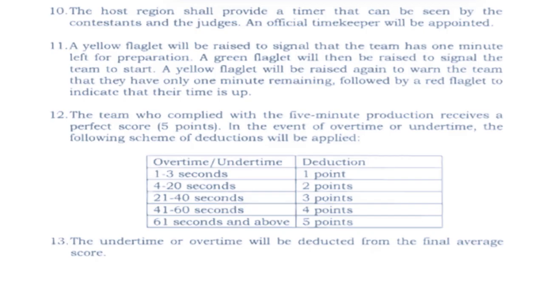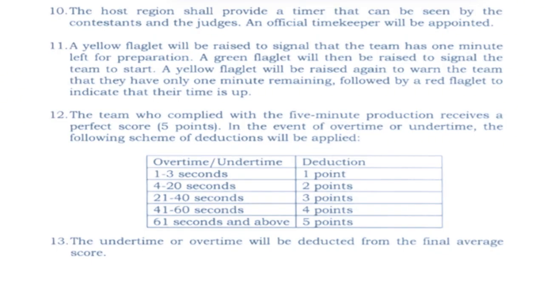Then the host region shall provide a timer that can be seen by the contestants and the judges. An official timekeeper will be appointed. A yellow flaglet will be raised to signal that the team has 1 minute left for preparation. A green flaglet will then be raised to signal the team to start. And a yellow flaglet will be raised again to warn the team that they have only 1 minute remaining, followed by a red flaglet to indicate that their time is up.